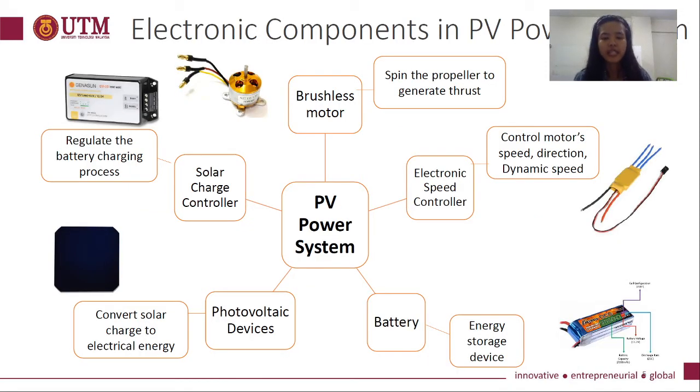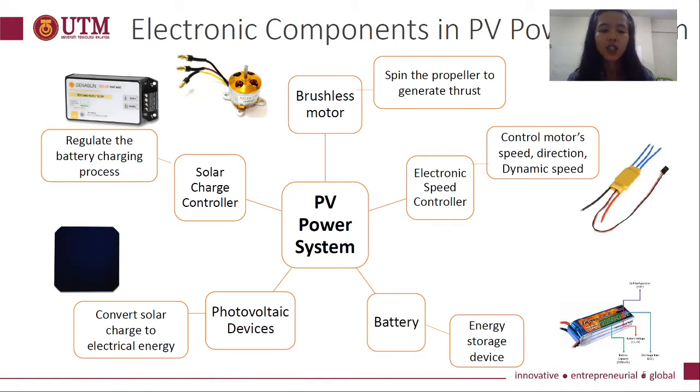Next is the basic electronic components in PV power system. So the first is the brushless motor, which spins the propeller and generates thrust. Second is the electronic speed controller, which controls motor speed, direction, and dynamic speed. Third is the battery, which acts as the energy storage device in the system. The fourth is the photovoltaic device, which converts solar energy to electrical energy.